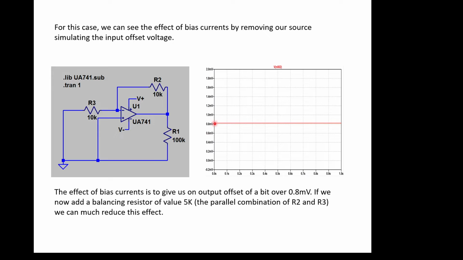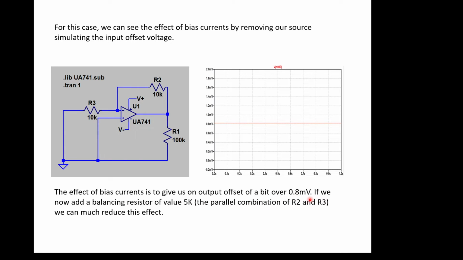But this is just typical. Remember, this is not fixed. This will vary anywhere between 0.8 and minus 0.8, depending on which chip you've chosen out of the box and what temperature and all kinds of things like that. So this is just a snapshot of a particular typical value. So we've got an offset of about 0.8 of a millivolt or so.